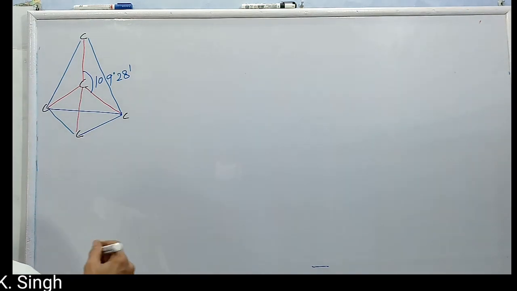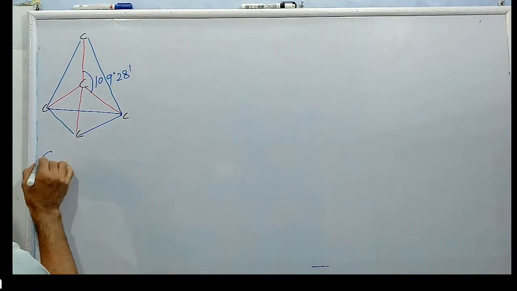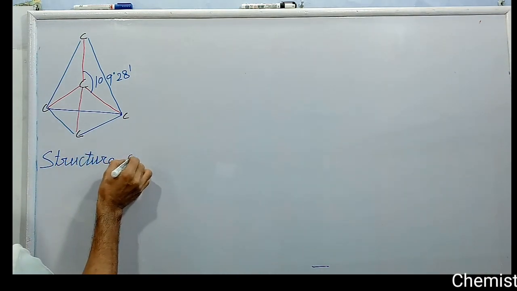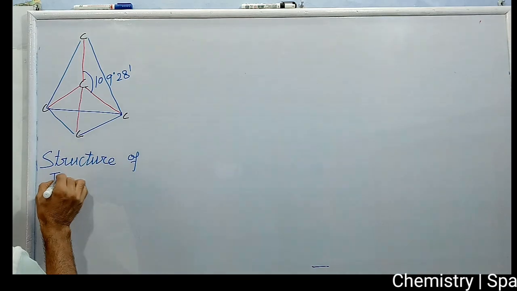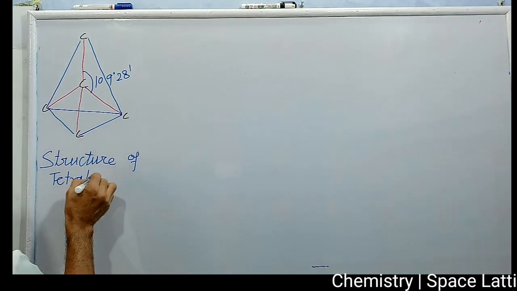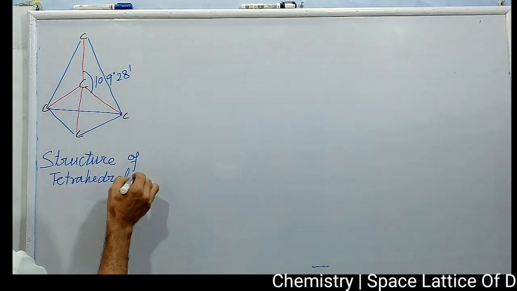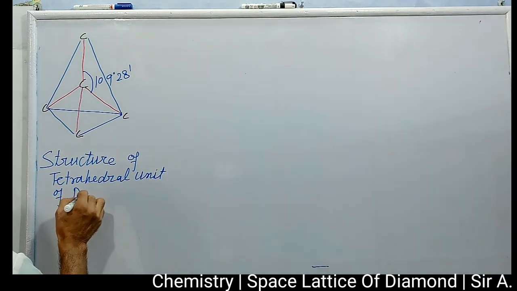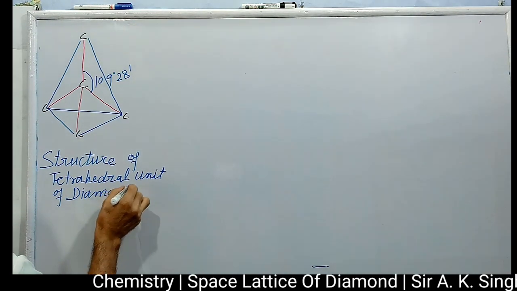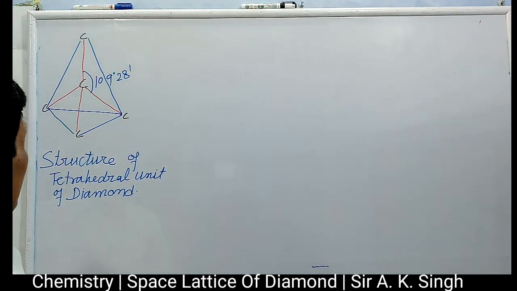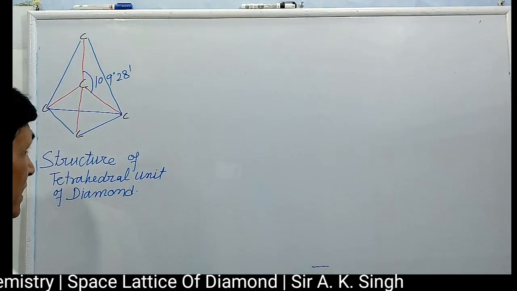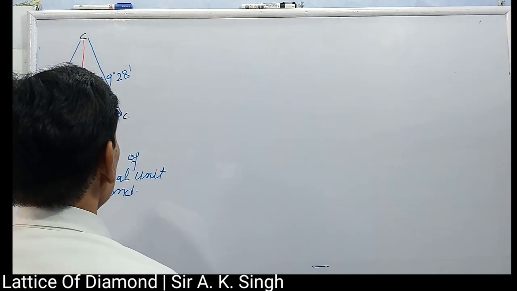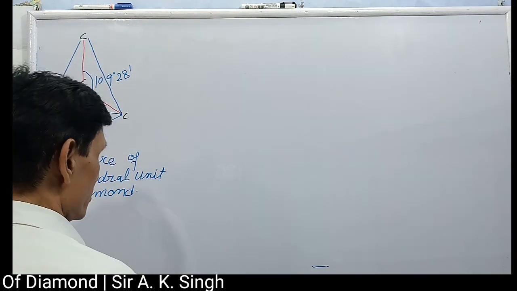Now we can write here the structure of tetrahedral unit of diamond. Now these are the covalent bonds, and the bond length I am going to tell in another one. Now next point, let us see the 3D structure.